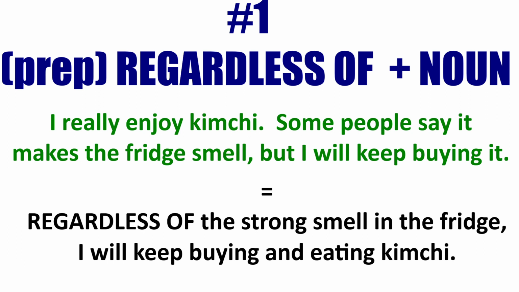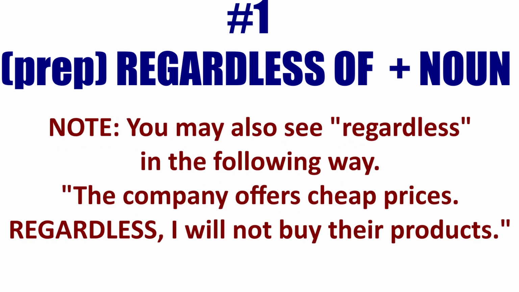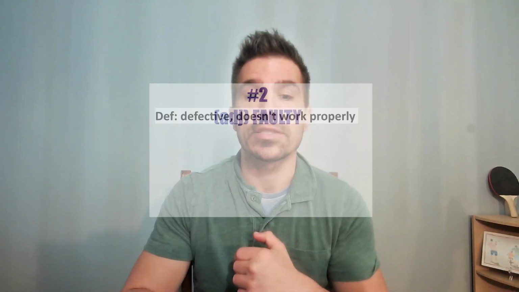Now, a little note, you can also use regardless in the following way. The company offers cheap prices. Regardless, I will not buy their products. This means regardless of the cheap prices. So regardless of often comes up in TOEIC and business English.